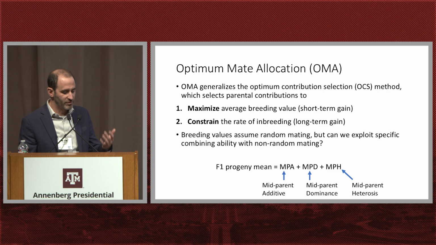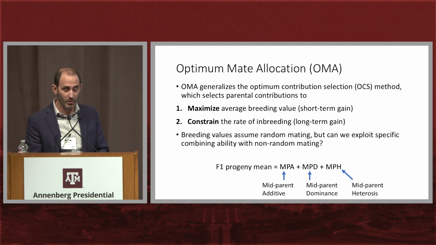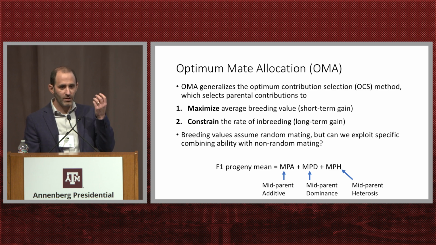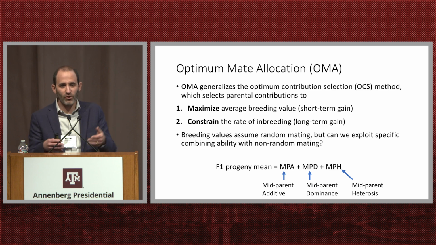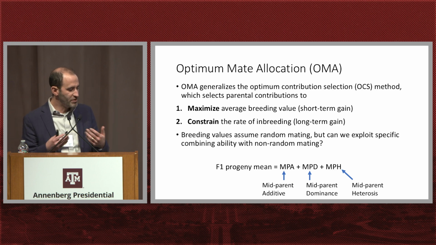Okay, so how can we do this in practice? How can we design a crossing block that targets 1% inbreeding, for example? The way that this was done traditionally in animal breeding was by a method called optimum contribution selection, or OCS, which was an optimization technique that determined essentially what contribution any one of the parents made to the next generation, right? What proportion of the offspring can trace back to a particular parent, with these 2 goals in mind.